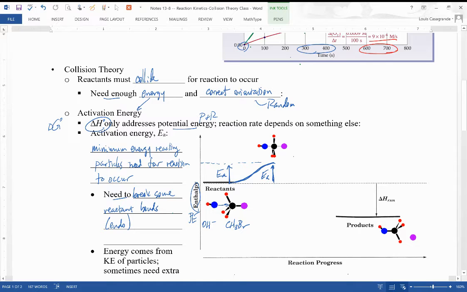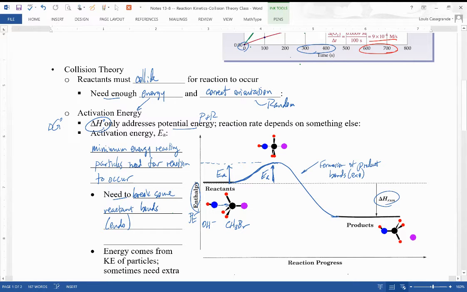And to complete the reaction, we're going to come down to our product. And I like to draw a nice smooth curve like this. Other people draw a more jagged kind of curve. It doesn't matter, as long as you've got that activation energy in there. And this decrease in energy now is the formation of the product bonds. And remember, forming bonds is always exothermic.